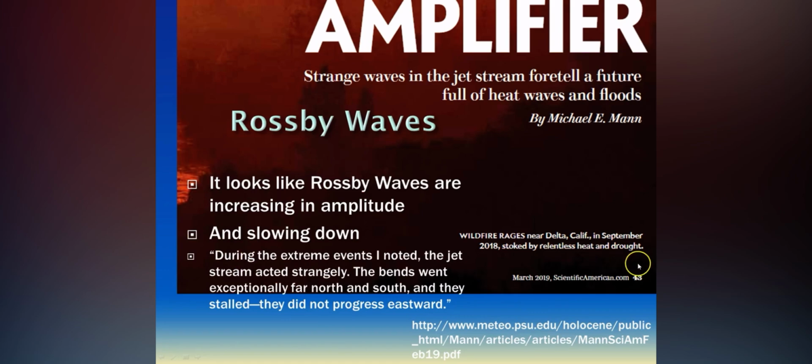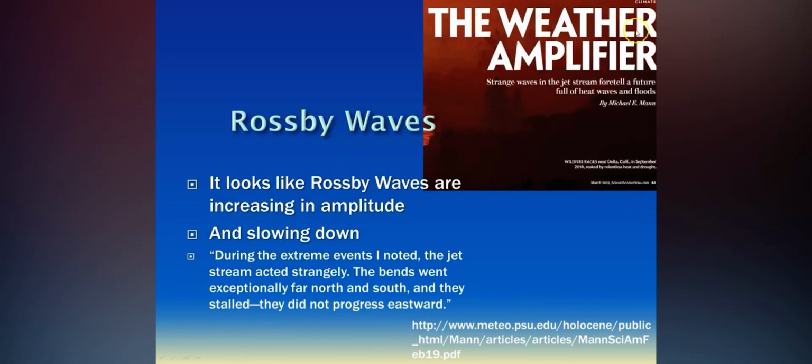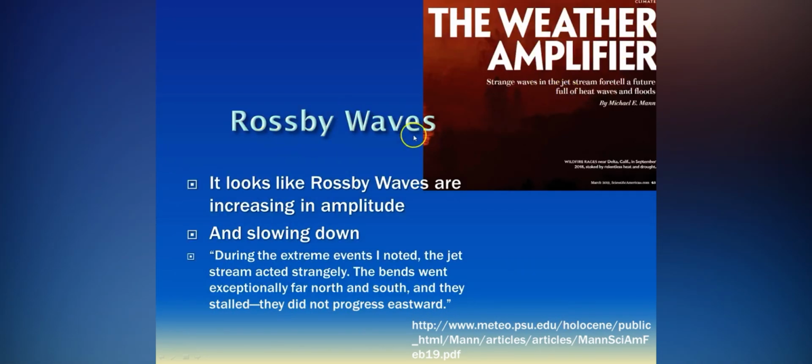And this is a quote from Michael Mann within this article. "During the extreme events I noted, the jet stream acted strangely. The bends went exceptionally far north and south, and they stalled. They did not progress eastward like they normally would." The article is titled "The Weather Amplifier, Rossby Waves." You should read this article. It's very interesting.